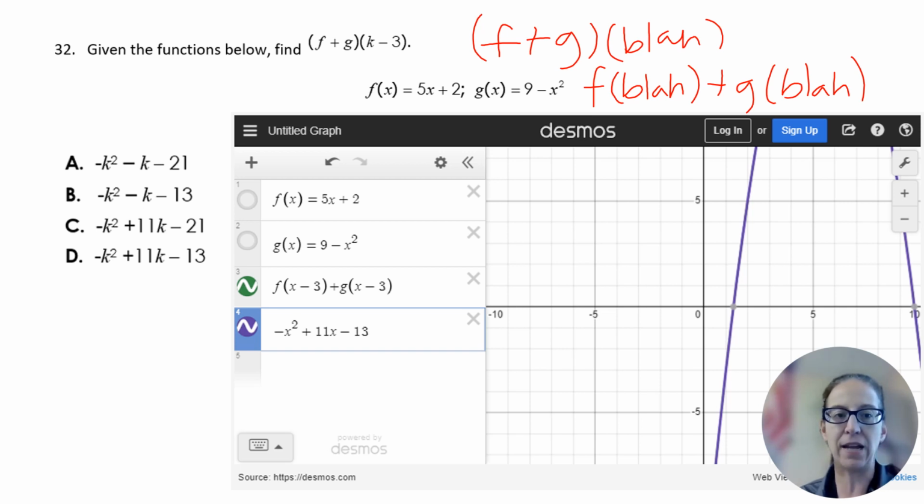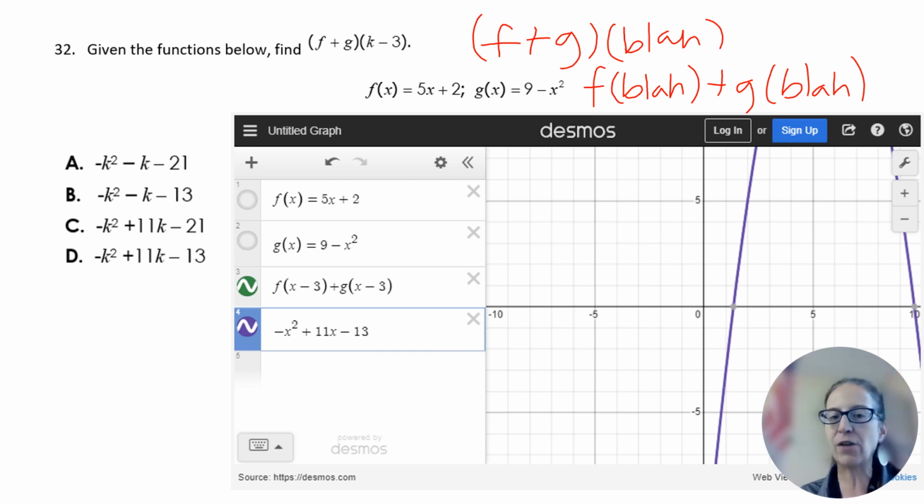So I'm going to go ahead and unvisibilize those first two just because they're cluttering up the workspace a bit. I just had to put them in there to be able to tell Desmos, hey, I want to add these two together. And now I'm going to be using x's instead of k's. So the first answer choice is negative x squared minus x minus 21. I don't even know where it went, but it's not a match because I'm still seeing the green. Next one is negative x squared minus x minus 13.